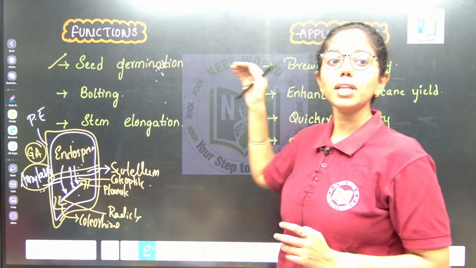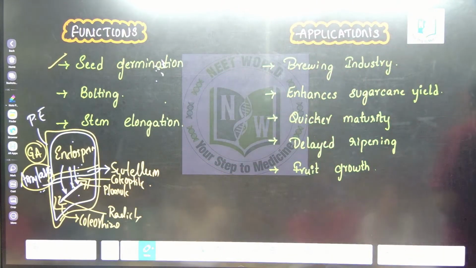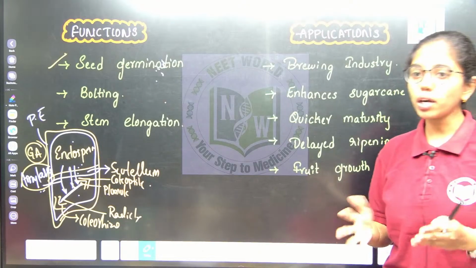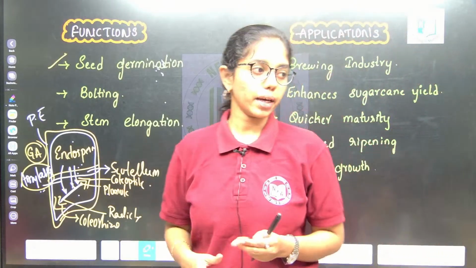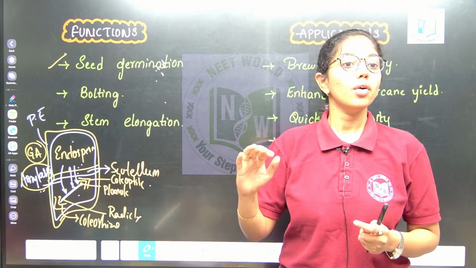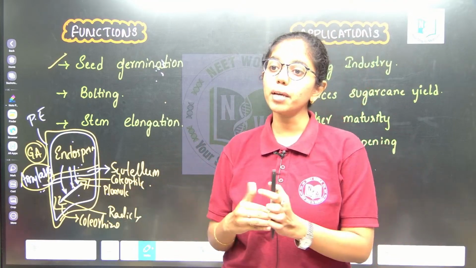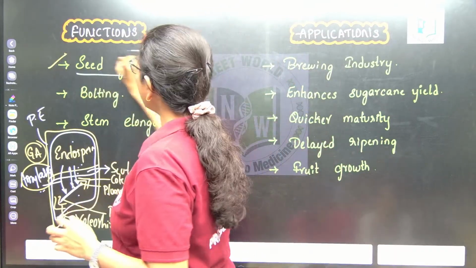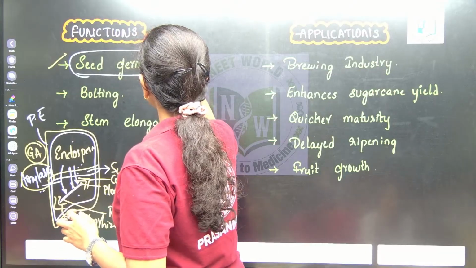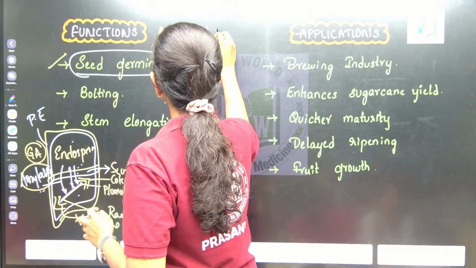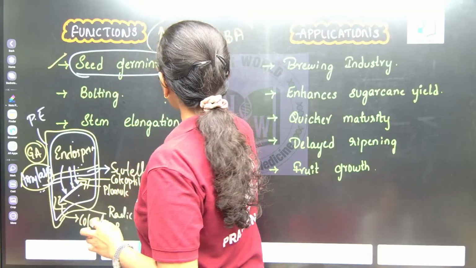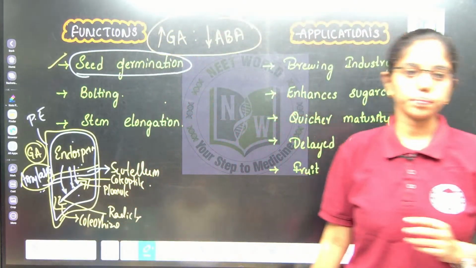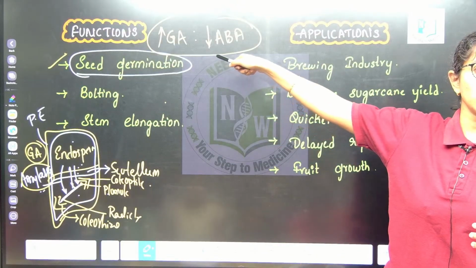What is the hormone that inhibits seed germination? Abscisic acid. Abscisic acid promotes seed dormancy. Whenever the environmental conditions are not favorable for seed germination, abscisic acid will induce seed dormancy and inhibit seed germination. So, for seed germination, what is promoting it? Gibberellic acid. And what is inhibiting it? Abscisic acid. Both of them are antagonistic to each other. Clear? You have understood about seed germination?